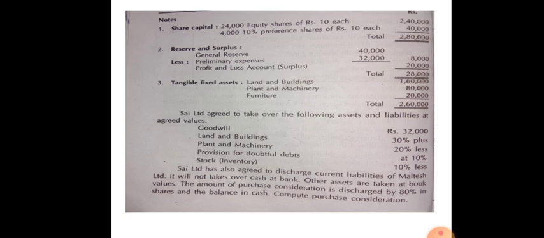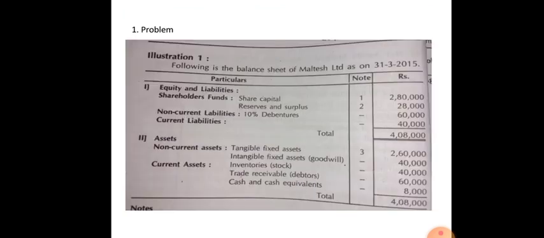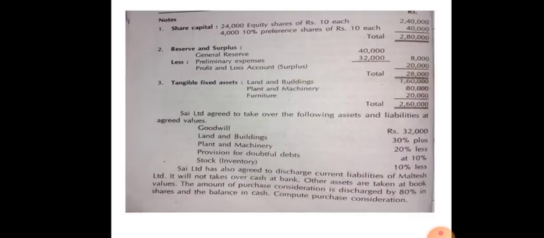The amount of purchase consideration is discharged by 80% in shares and the balance in cash. Compute the purchase consideration. So this is the information given. Wherever fair values are given, we have to take the fair values, and other than that we have to take the book values. So first of all we have to take the assets, the tangible fixed assets. Now see note number 3, tangible fixed assets, land and building.